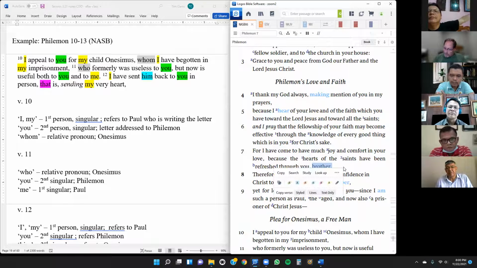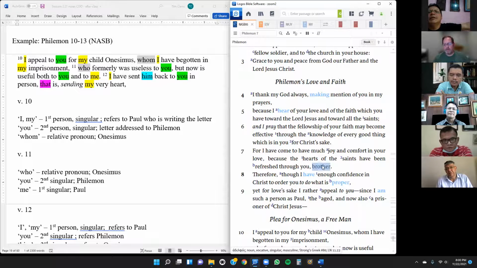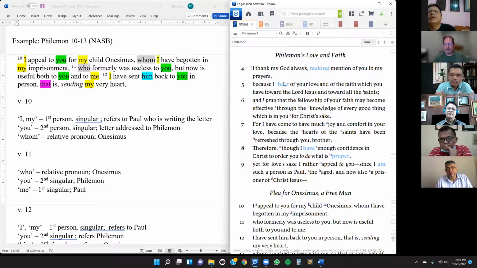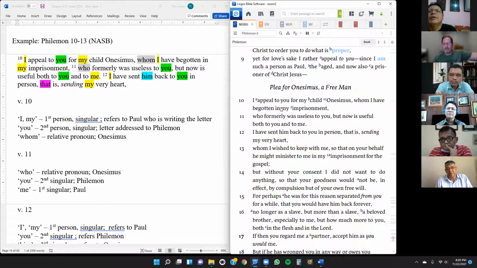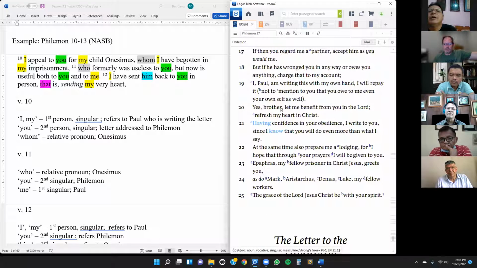So that's a helpful clue. If he had said brethren, plural, then we would know it's the church, but he says brother here. Now, what's tricky is, all through here, the second person pronoun you or your is to Philemon. But when we get down to verse 22, that word your there is actually plural. Your prayer. How would we know that?